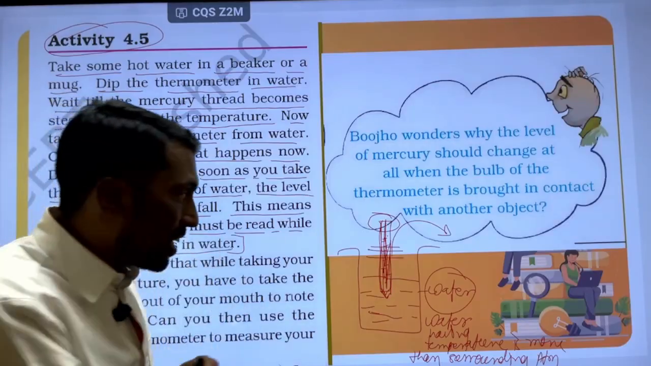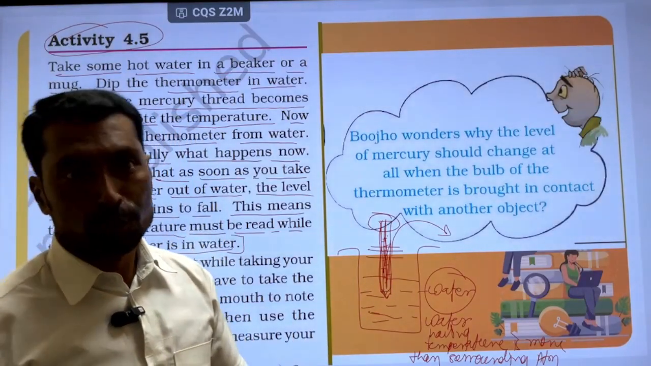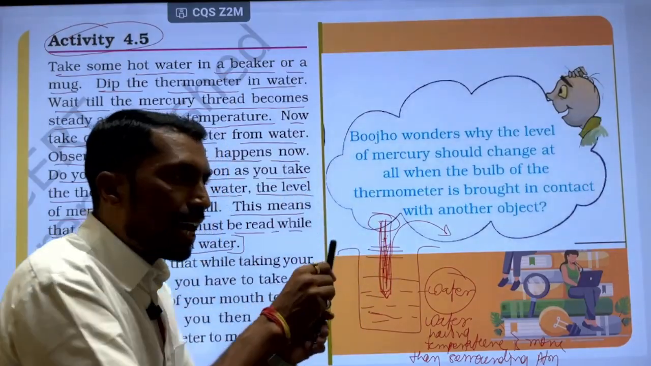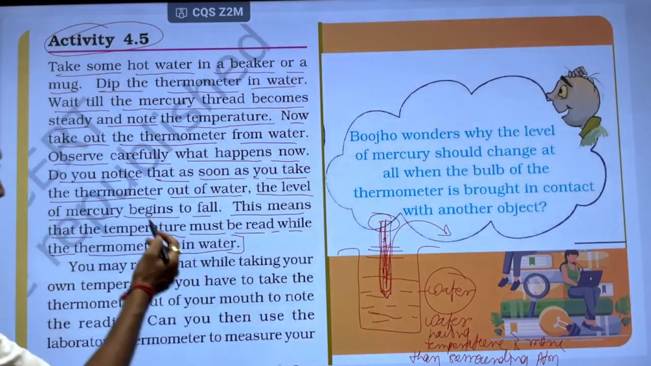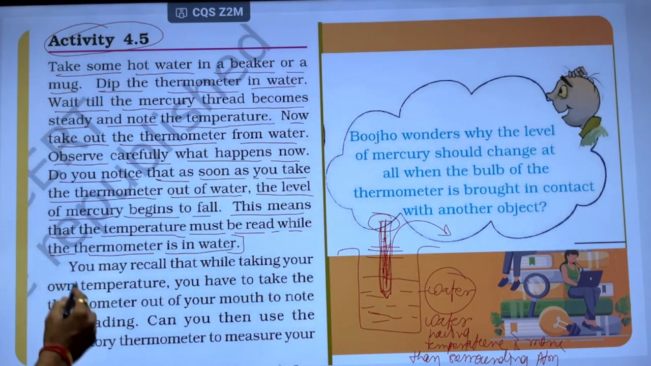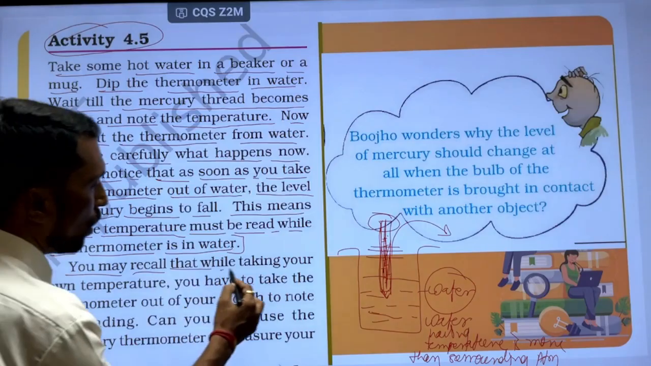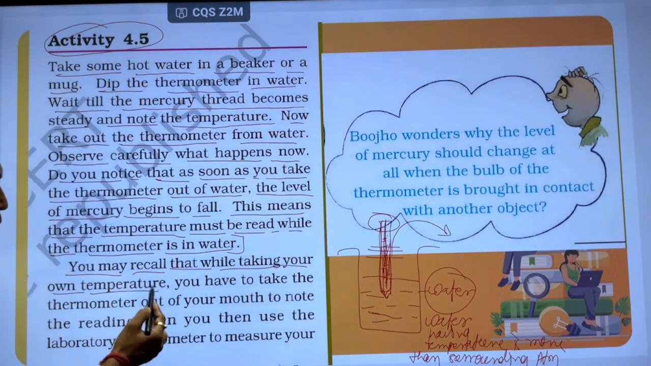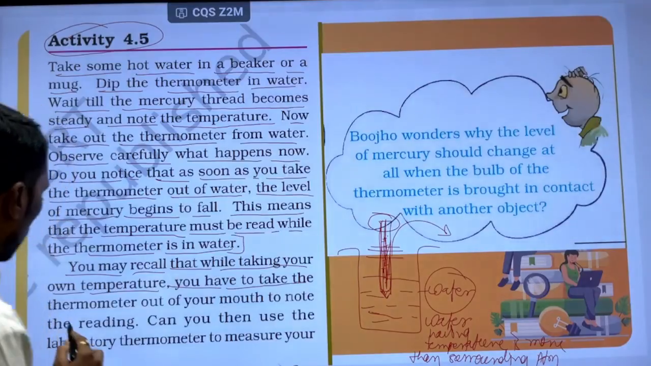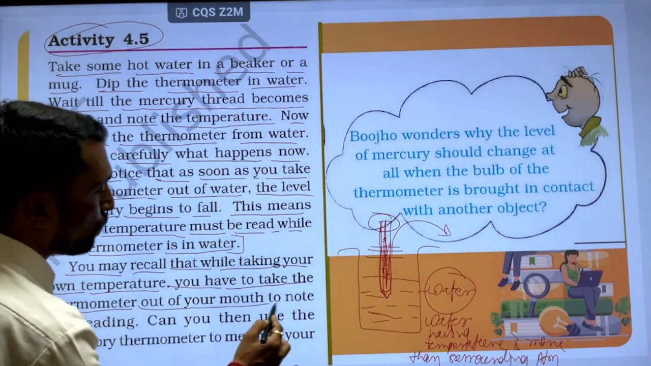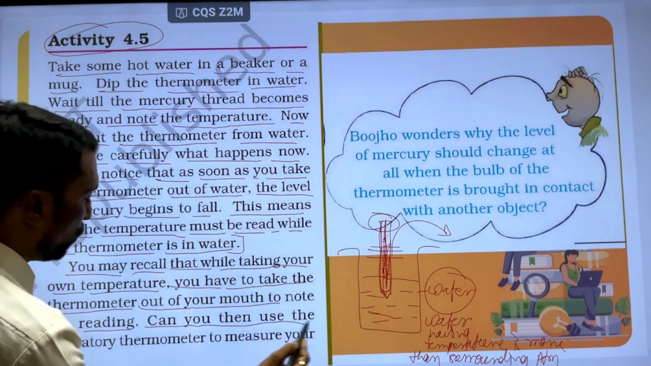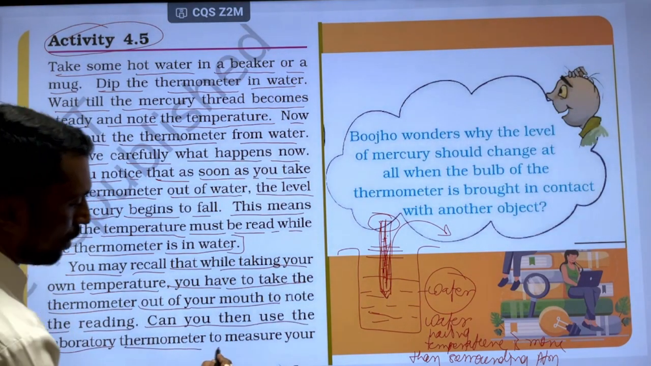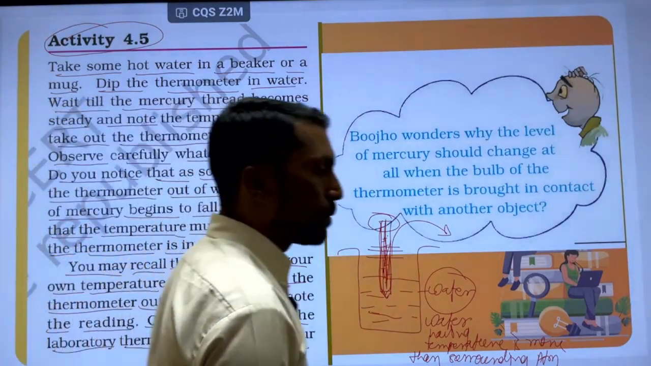We cannot measure the temperature of the water, so we have to keep the thermometer inside to measure accurately the temperature of the water. You may recall that while taking your own temperature, you have to take the thermometer out of your mouth to note the readings. Can you then use the laboratory thermometer to measure your body temperature?